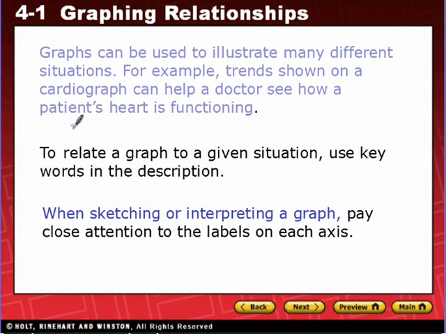Chapter 4. Can you believe it? We're already into Chapter 4. And Chapter 4 is really short. We actually just do 3 lessons in Chapter 4, and then we'll have a quiz. This first lesson is all about graphing relationships.